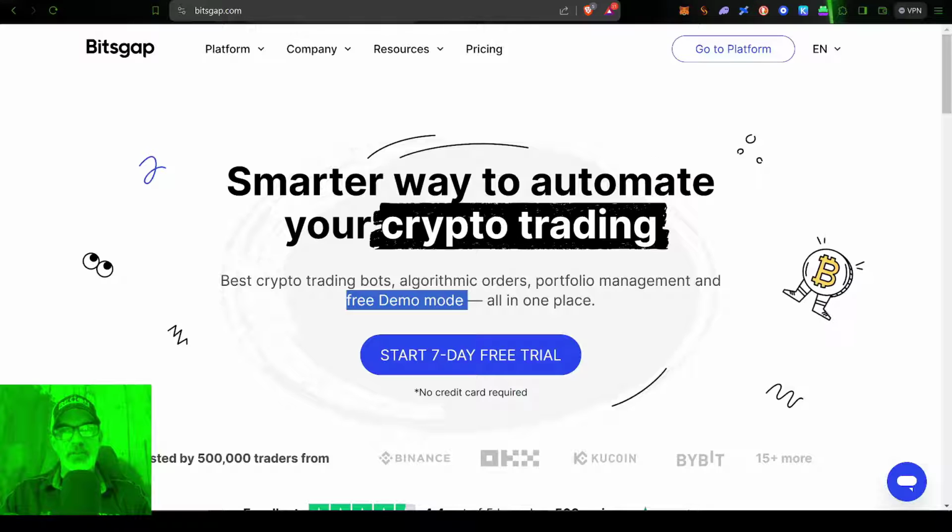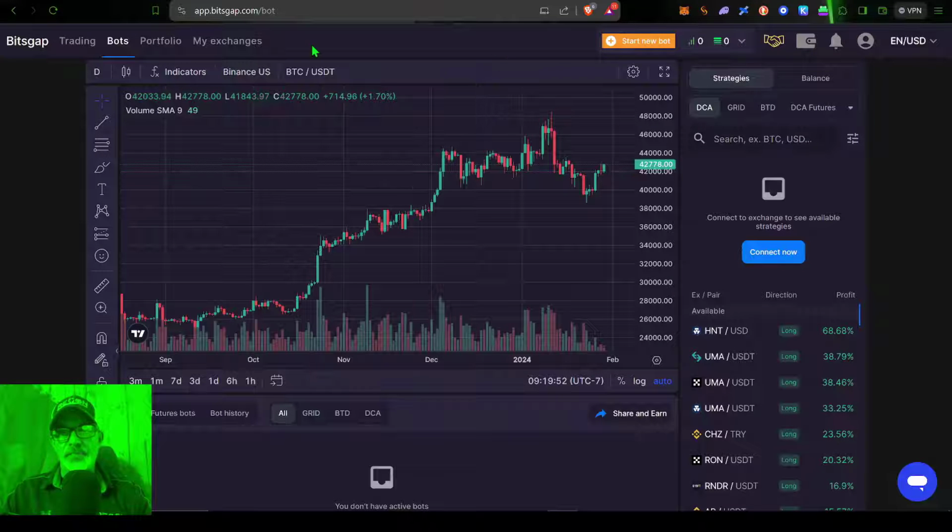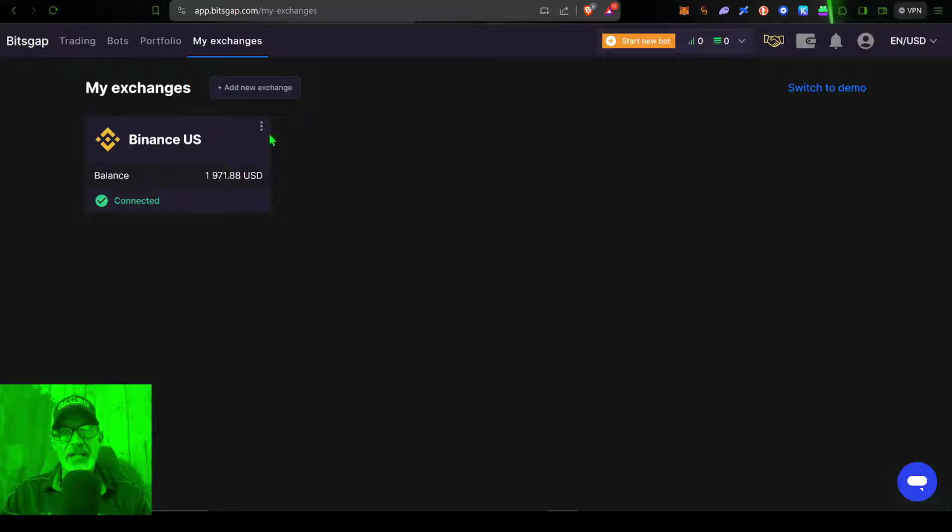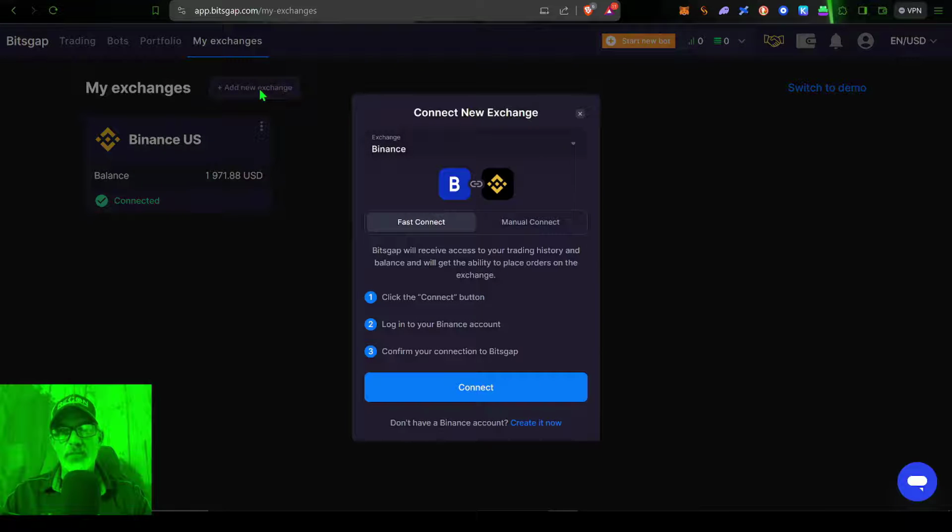Now let's get right into the weeds and get one of these grid bots deployed, and we'll start over here in the Bitsgap app. The first thing you'll need to do if you're new to Bitsgap is add an exchange in order to actually deploy one of these grid bots. You are connecting to Bitsgap via API keys. You do not send any money to Bitsgap. Your funds stay on your exchange, and they are as secure as they can be on a centralized exchange like Binance.